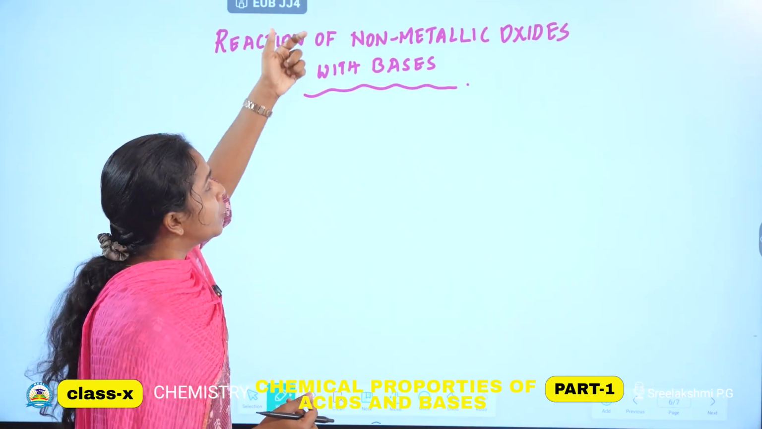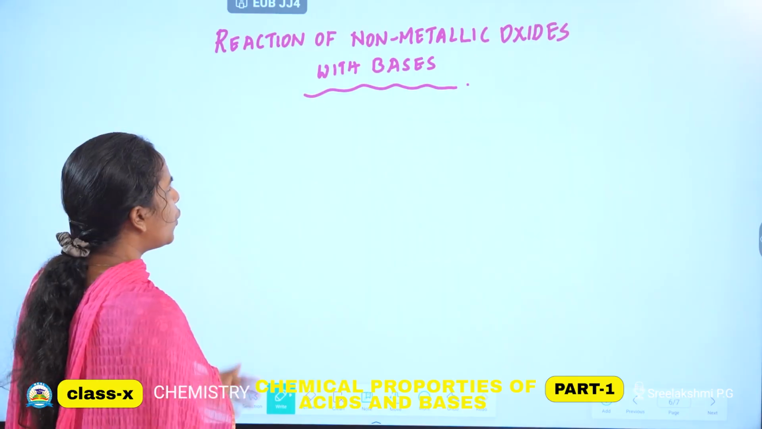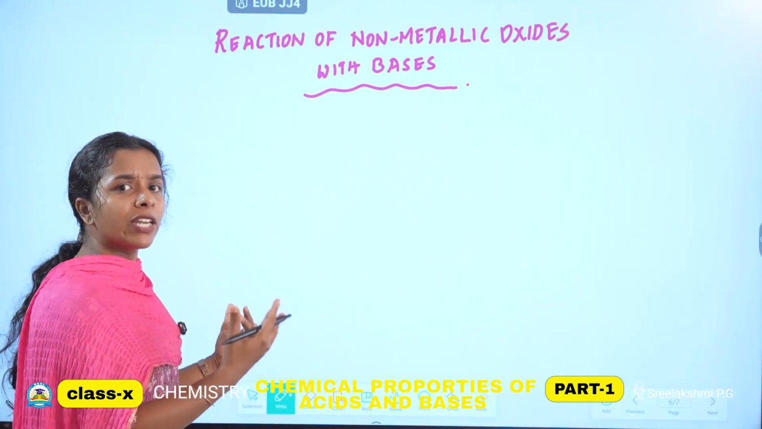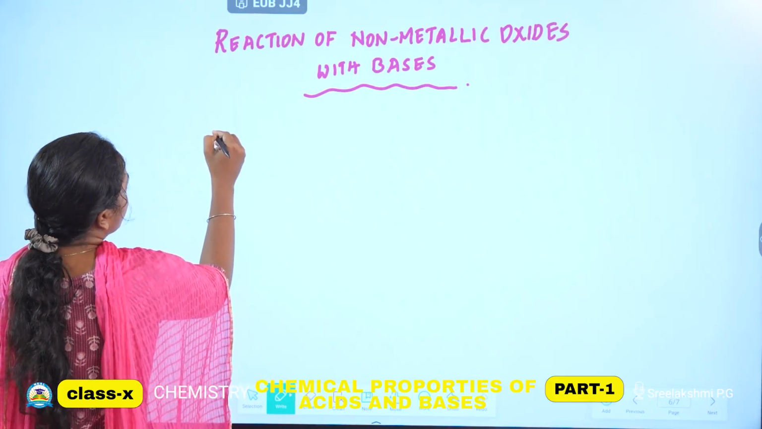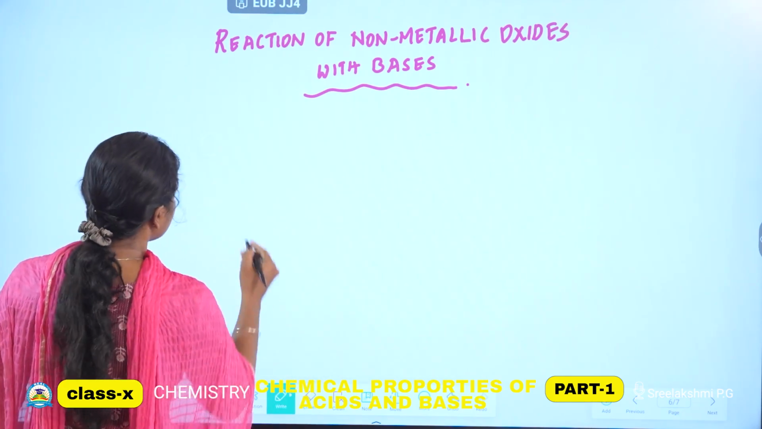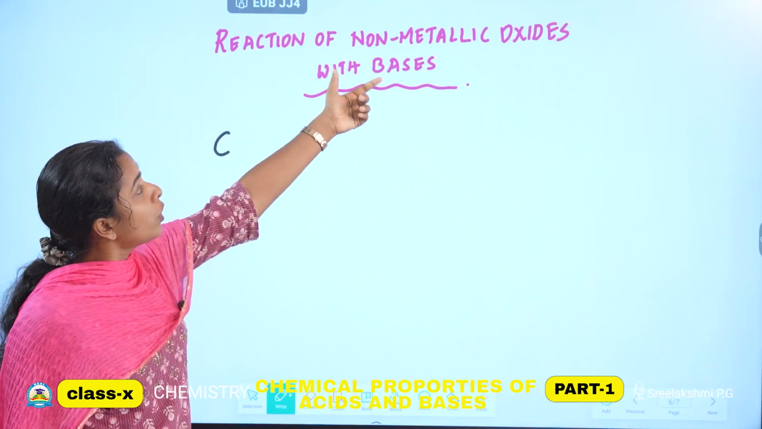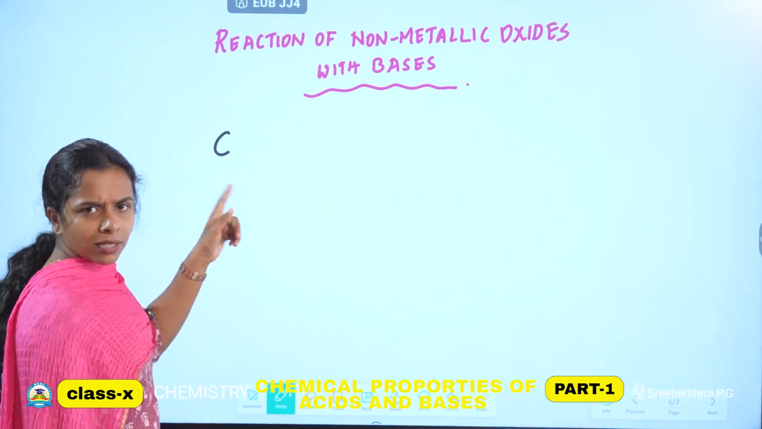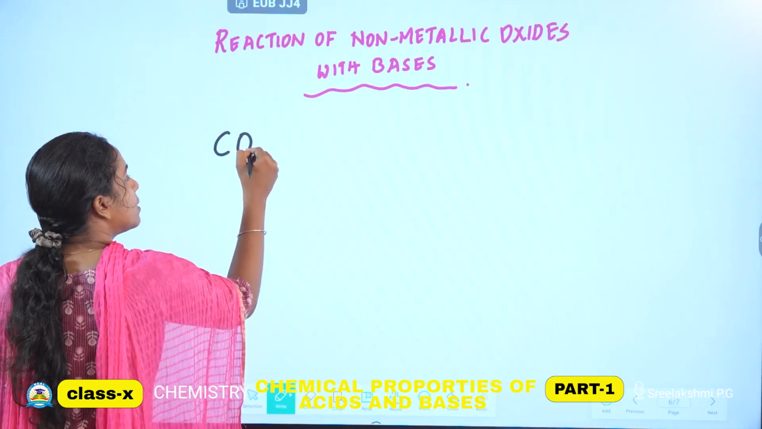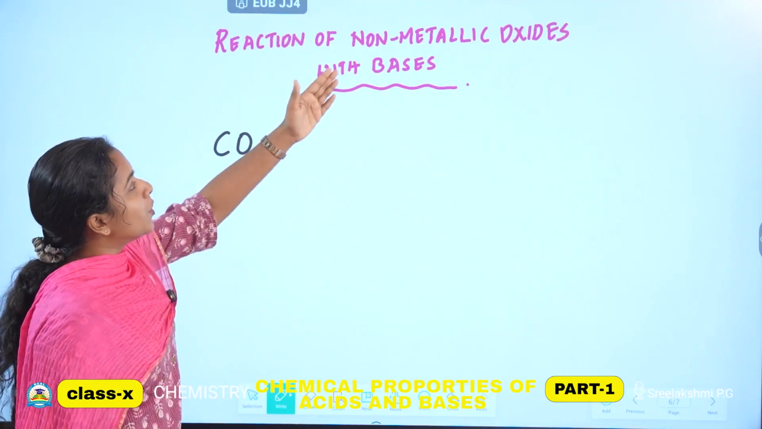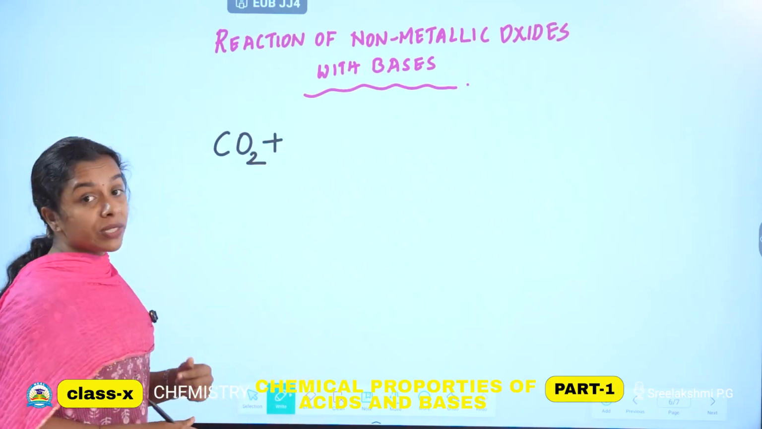The reaction of non-metallic oxides. For a non-metallic oxide, I'm going to take an example. Non-metals, where can we find them in the periodic table? Mostly on the right side. So I'm going to take a non-metal, that is carbon. We will take carbon as the example for a non-metallic oxide. Is it an oxide? No, here we have only the non-metal. So if I put CO2, then it becomes a non-metallic oxide. This non-metallic oxide will react with the base.